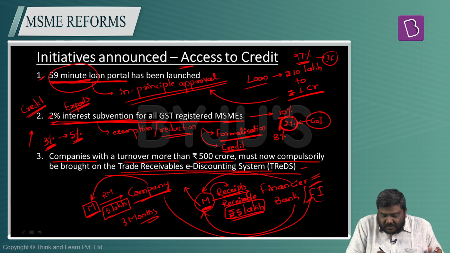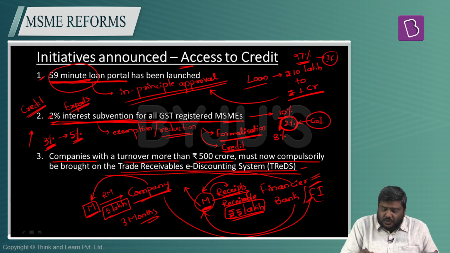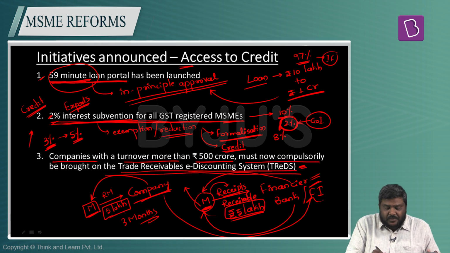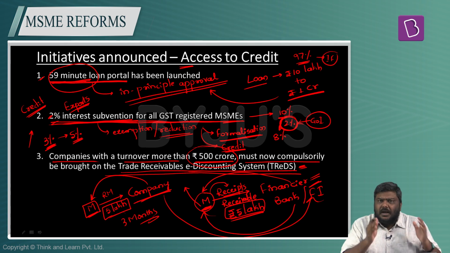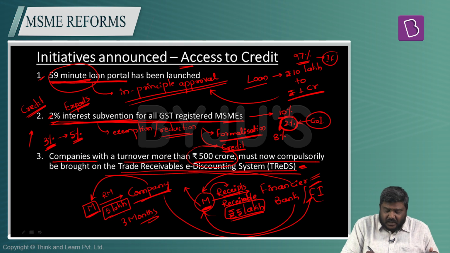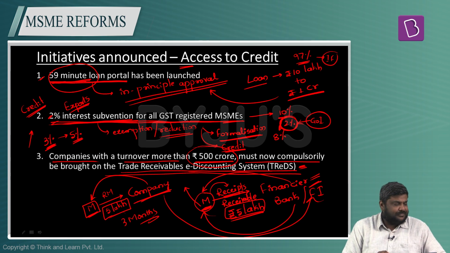So this particular system is called TReDS. RBI has given licenses for 3 entities to have a platform of TReDS, which are functioning very well in case of India. And the Government of India now says all those companies which have got a turnover of more than 500 crore rupees compulsorily must come under TReDS. This will promote more and more trading as well as the market for these receivables or the receipts in the market, thereby promoting liquidity for the MSME sector.